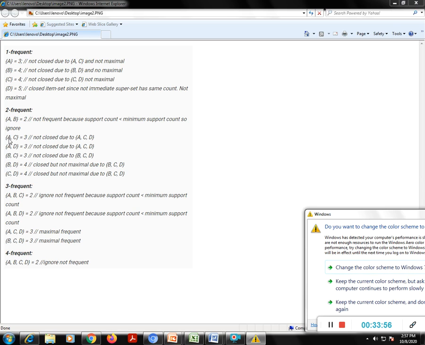What about C? C's supersets are AC, BC and CD. AC has 3, BC has 3 and CD has 4. What is the value of C? 4. Yes, CD has 4, and due to this CD, C is not a closed item set.